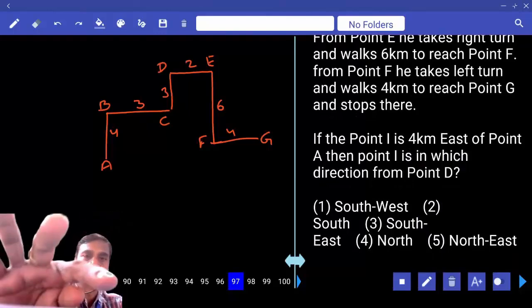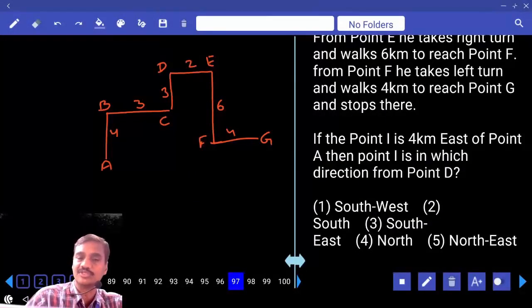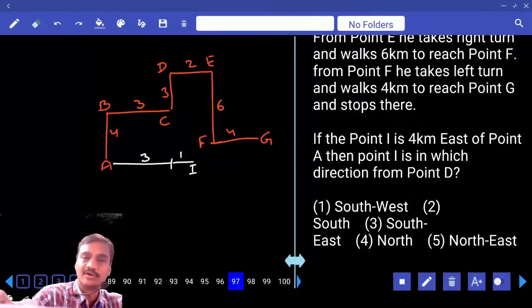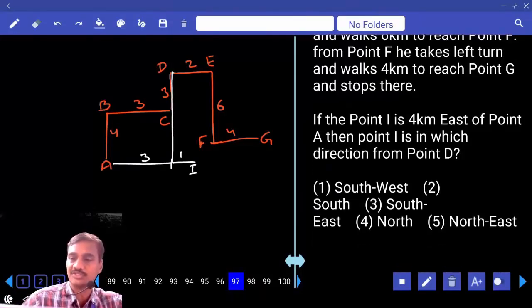According to this, if point I is 4 kilometers to the east of A, up to here this is 3, plus 1 more, 3 plus 1 is 4. Now this is I. I is 4 kilometers to the east of A, then I is in which direction with respect to D? To reach I from D, first I need to move towards south and then east, so southeast. That is choice 3, question number 97.